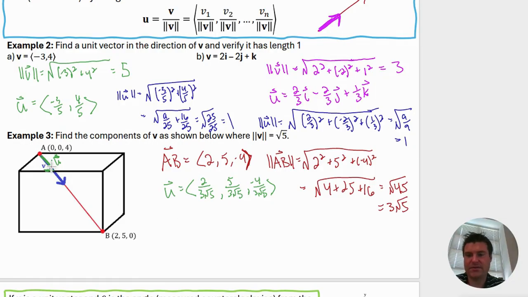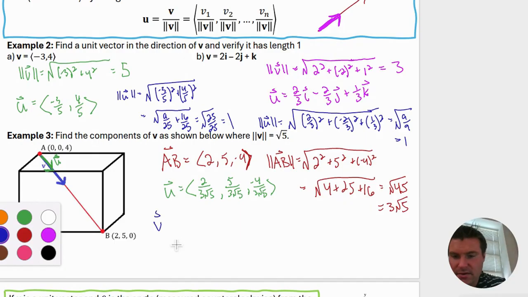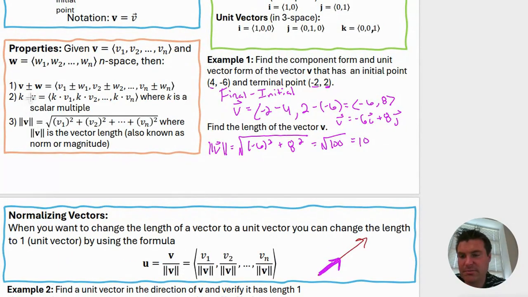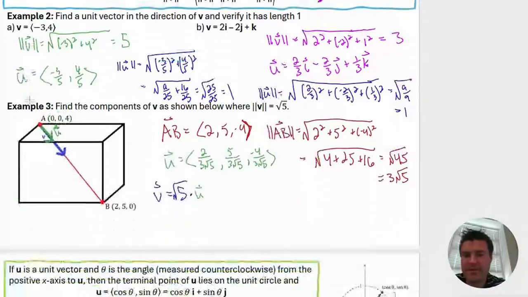Now, how do I get this green vector to be blue? Well, since I have the length here as 1, if I multiply this length by root 5, it's going to give me a length of root 5. So let's go ahead and do that. To find v, that's just going to equal root 5, because I want the length to be root 5, times u, which, if you remember from our previous page here, we can multiply by a scalar value. It's totally fine, totally legal.